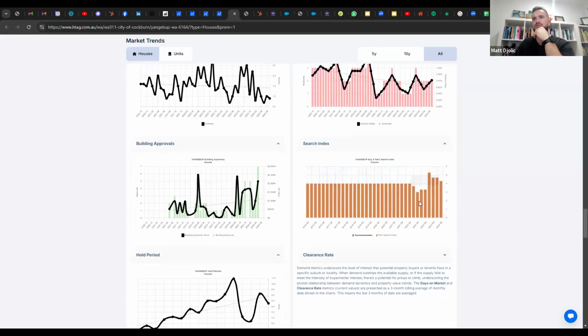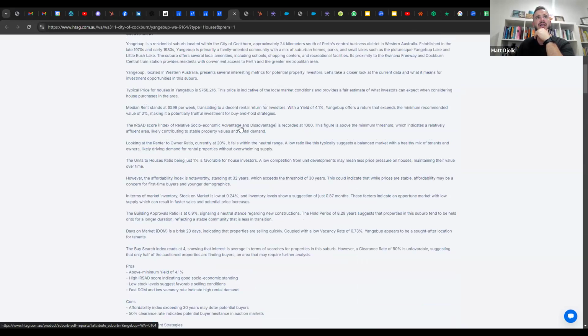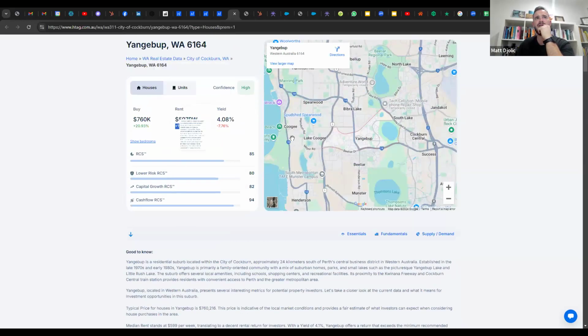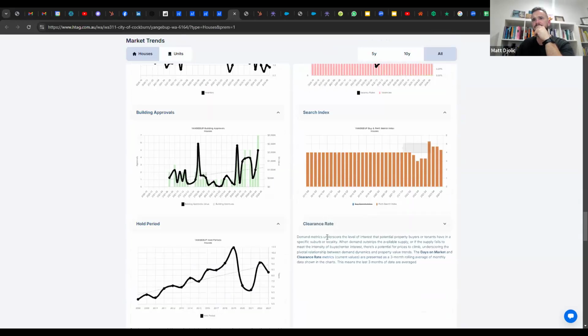We have rent search index increasing, which means that this increase could actually revert back and drop a little further, which would reinforce the overall downward trend and actually reinforce the increase in the rents, 7% at the moment. Clearance rates are on lookout.